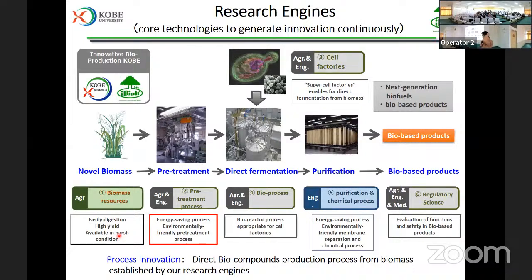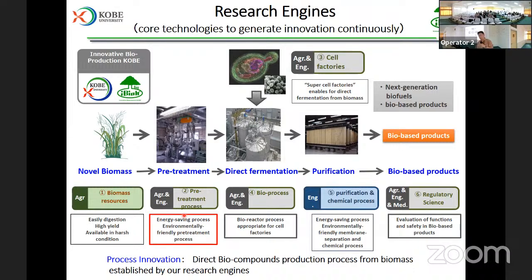Sorry, I brought many slides. It's okay. At Kobe University, I should first say generally that for the production of fuel or chemicals from biomass, several steps are needed. So in Kobe, we created six research cores, which we call research engines. The first one is biomass resources, like breeding. I already mentioned there are many good biomass resources in Indonesia, but in Japan we also breed several biomass resources such as rice and sorghum.